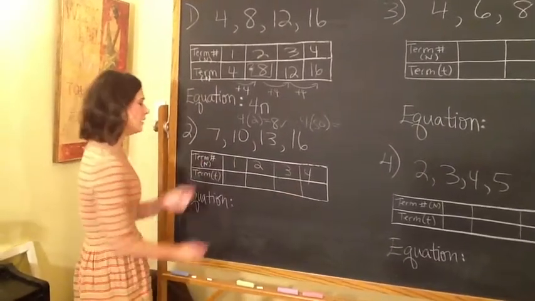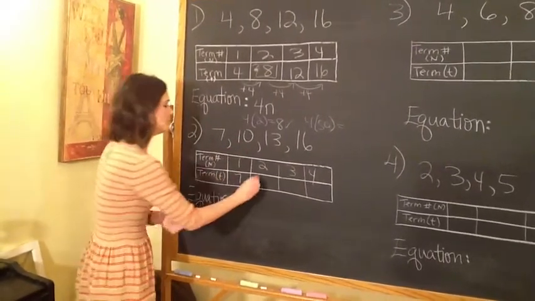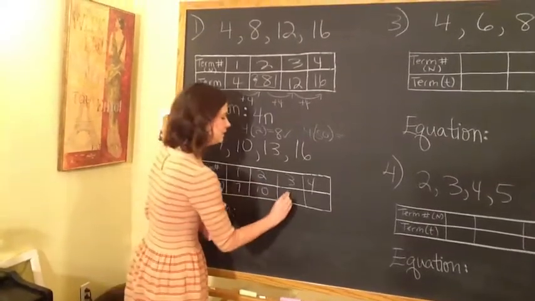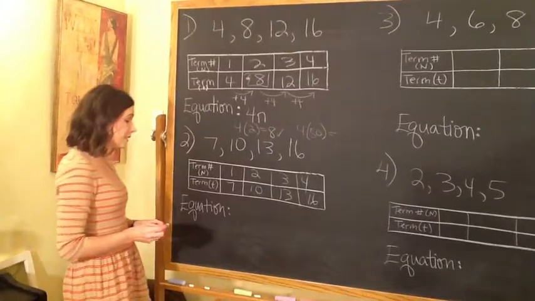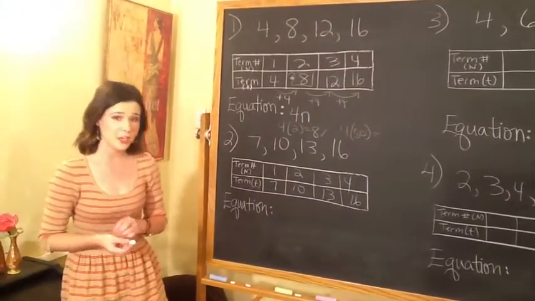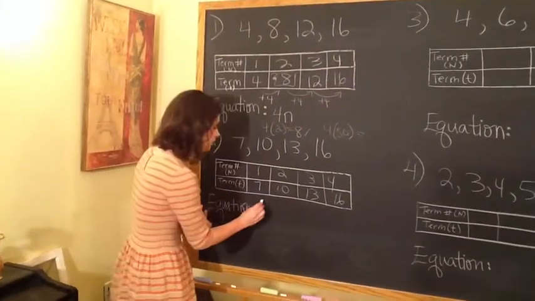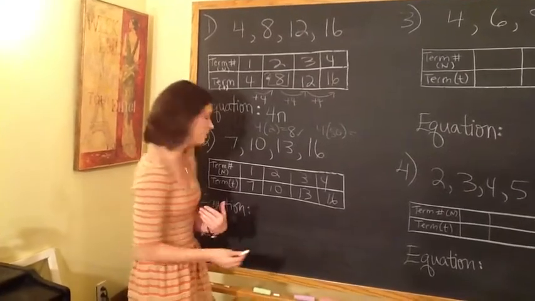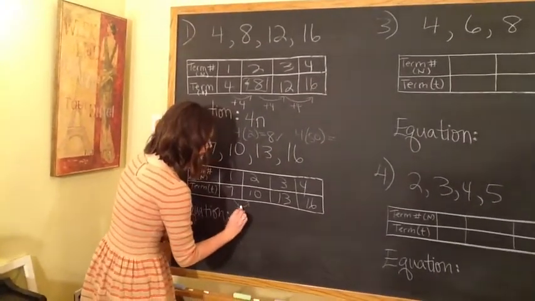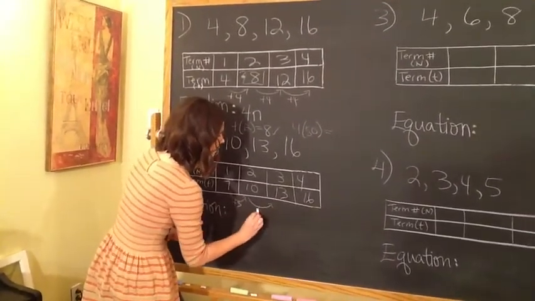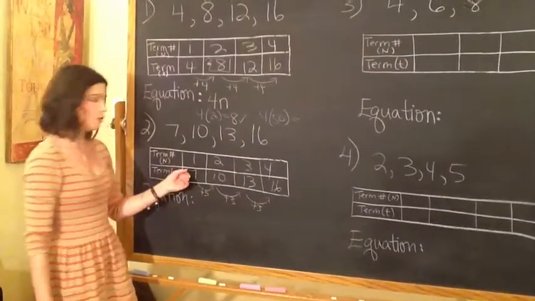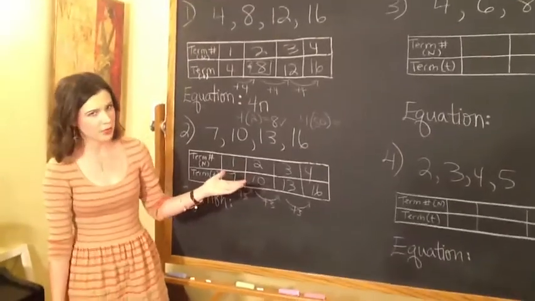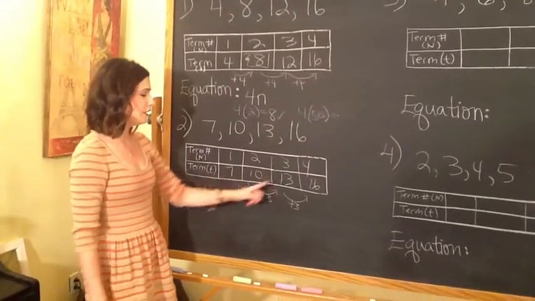So term number 1 is 7. Term number 2 is 10. Term number 3 is 13. And term number 4 is 16. So basically, we're going to have to go ahead and come up with an equation now. So first of all, we need to figure out how much are we going by each time. So I'm going up by 3 every time. I know this because in order to get from 7 to 10, you have to go up 3. So plus 3, plus 3, plus 3.